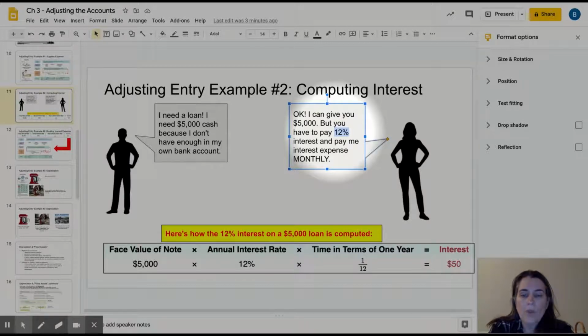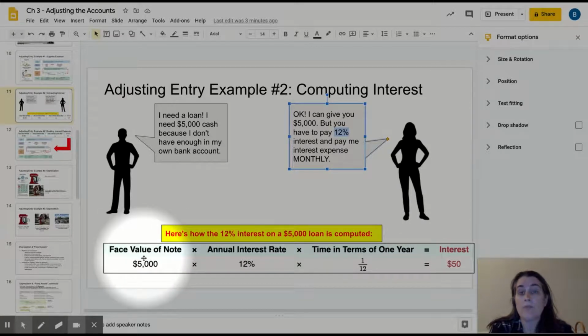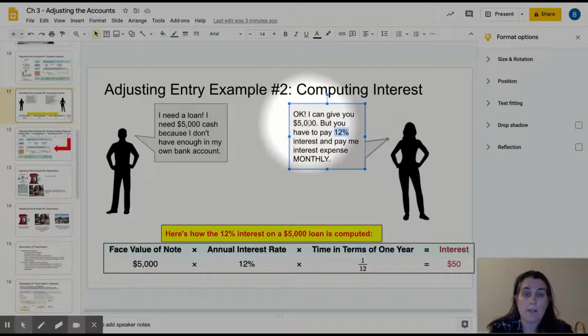Now, what we need to know, I should note, we're going to focus on interest expense later. What you will be introduced to in this chapter is just the basic understanding of how we compute interest expense. And what it is, it's the face value of the note, meaning the face value is the lump sum of cash, in this case, the $5,000, times the annual interest rate, which here is the 12%, times the terms of the year that we're accounting for.